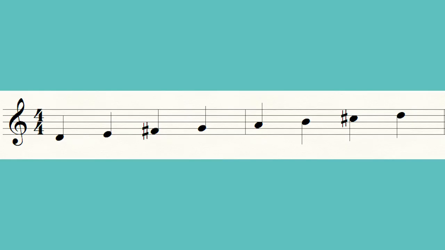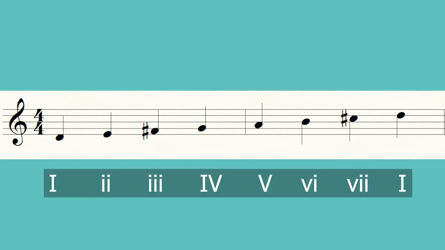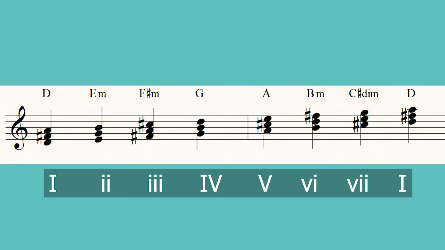So if we take our major scale, in this case we're going to start with D major. D, E, F sharp, G, A, B, C sharp, D, and we give them all numbers. So D is 1, E is 2, F sharp is 3, and so on. Now let's build chords from each of those notes. So we're going to build triads. D major is going to be D, F sharp, A. E minor, E, G, B. F sharp minor, F sharp, A, C sharp, and so on, all the way through the scale.